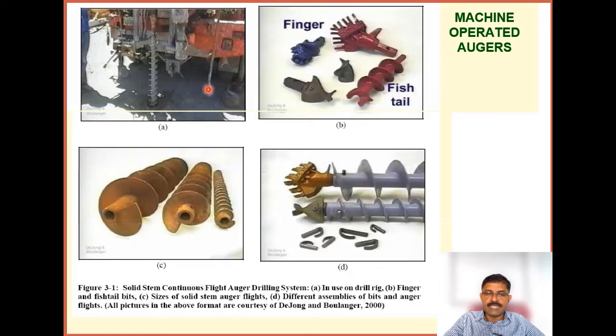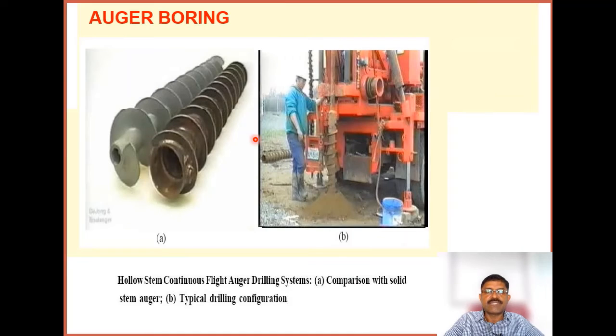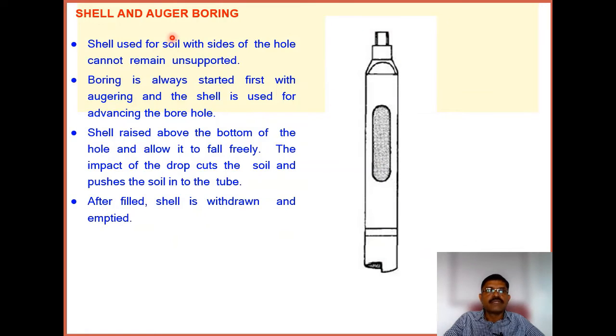These are some of the drill bits used for boring. Machine operated augers are also widely used in stiff or hard rock samples. So this is another view of auger boring. So shell and auger boring. In this schematic you can see that there is an equipment which is called a shell. The geomaterial will be collected in this, or even filled into this while boring, and it will be taken out for further action.